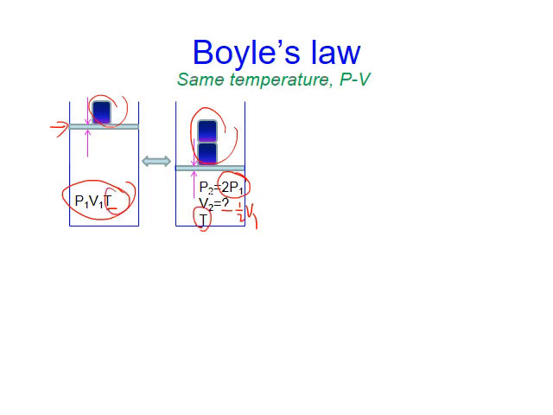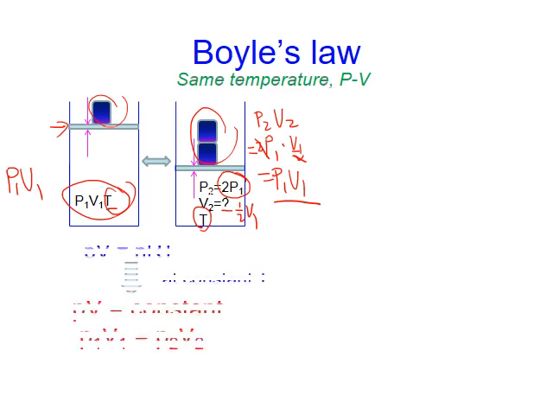So initially, the product of PV is P1 V1. At the final stage, the product of PV is P2 V2. But P2 is twice P1, and the volume is half V1. So the 2s cancel, and that gives you again P1 V1. So the product of P times V is a constant that doesn't change when temperature is constant.